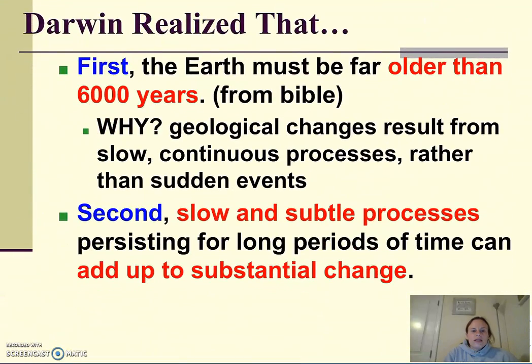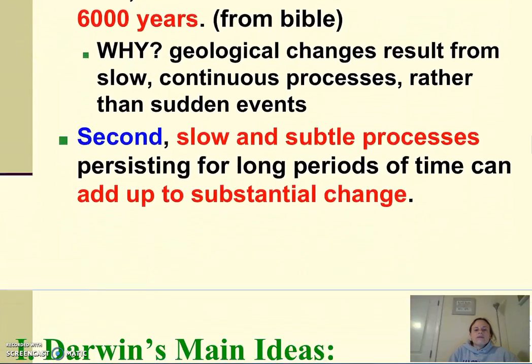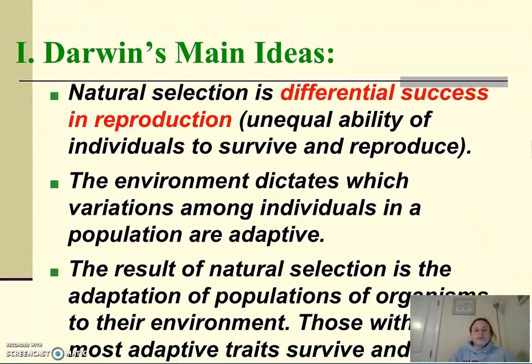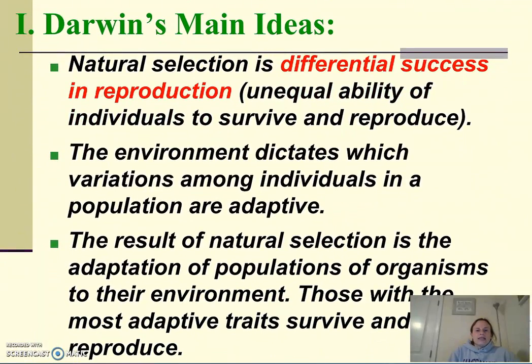So Darwin realized that, first of all, the Earth is far older than the 6,000 years that the Bible predicted, and that slow and subtle processes can add up to substantial change. So Darwin's main ideas, first of all, adapt or die. In other words, there is an unequal ability of individuals to survive and reproduce.